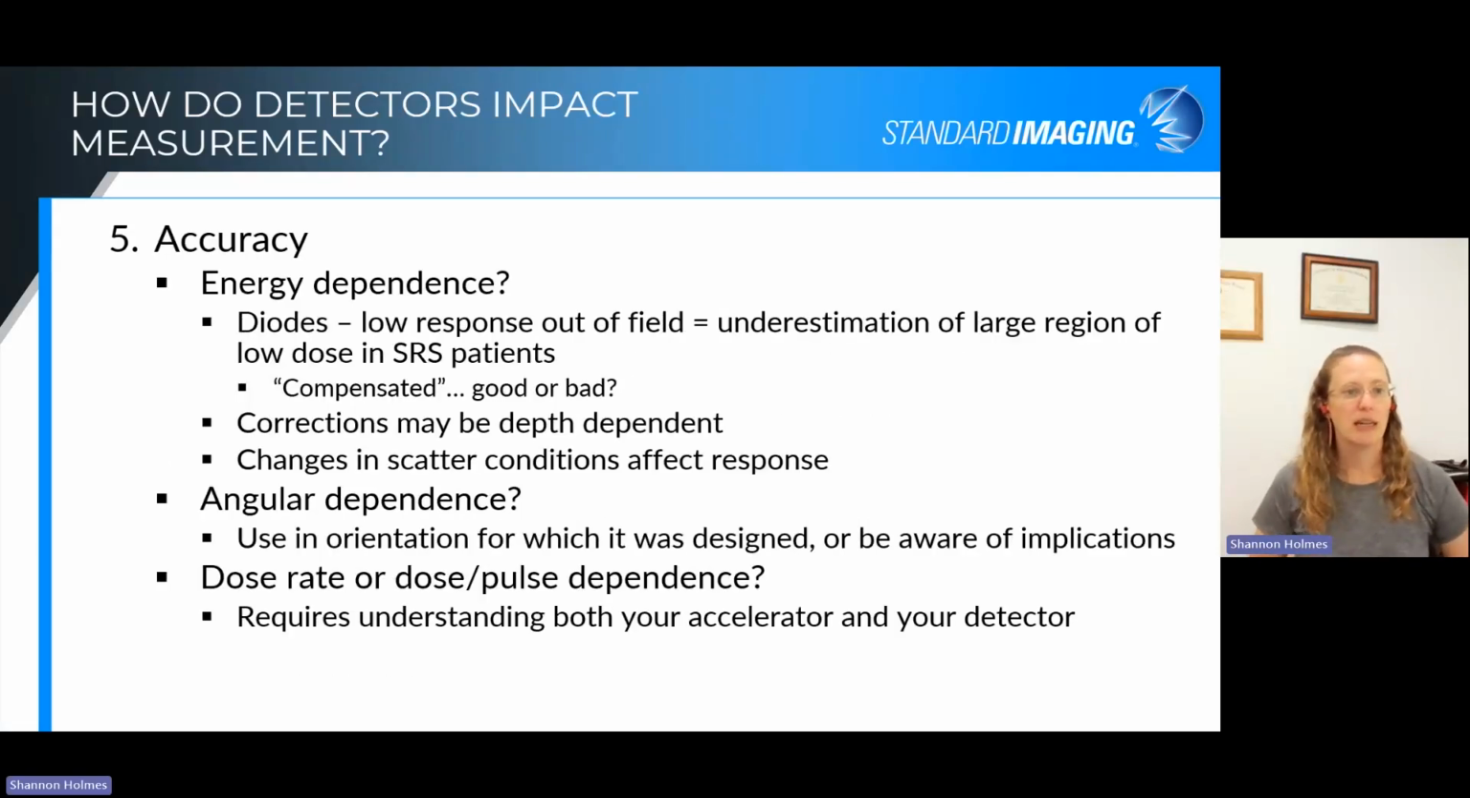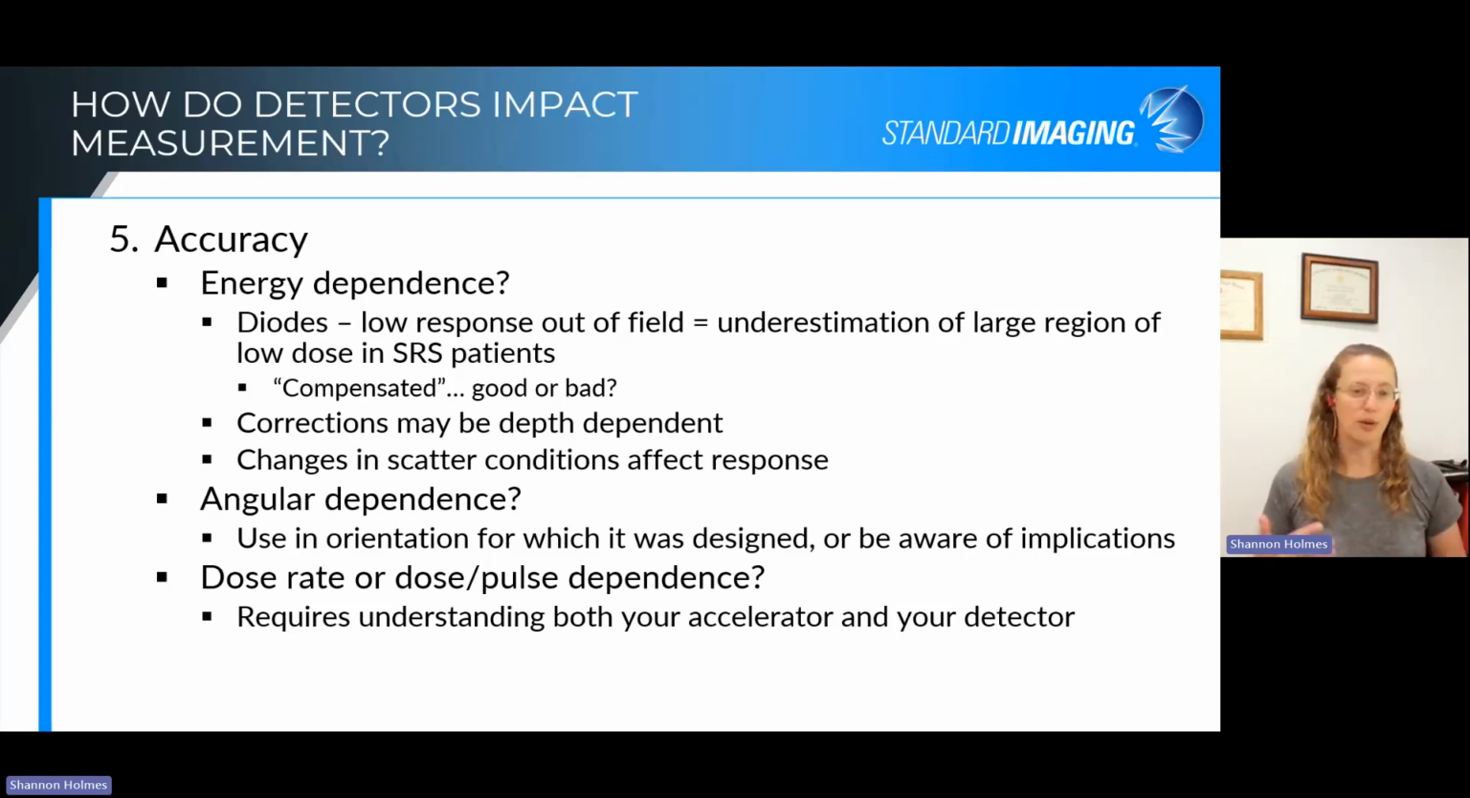The detectors can impact the accuracy of your measurement as well. So energy dependence shows up in a number of detectors, particularly solid state detectors like diodes. They actually give you a low response out of the field, which can cause an underestimation of a large region of low dose if you're using that for your treatment planning system.